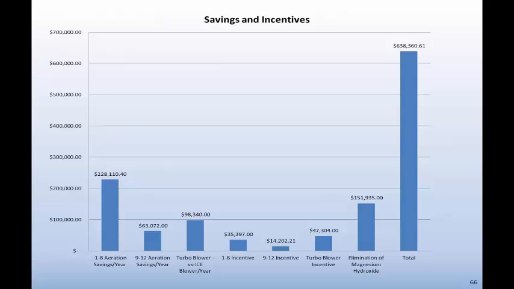On top of that, by making all these efficiency improvements, we were able to eliminate magnesium hydroxide by improving our denitrification and recovering alkalinity through denitrification. And that is a savings of $151,000 per year. So the total savings from phase 2 of the project is $638,000.